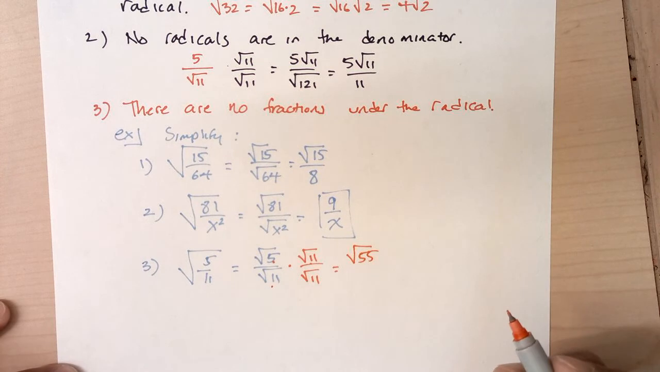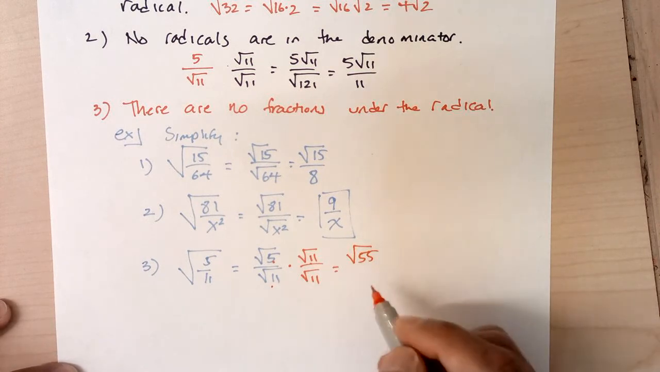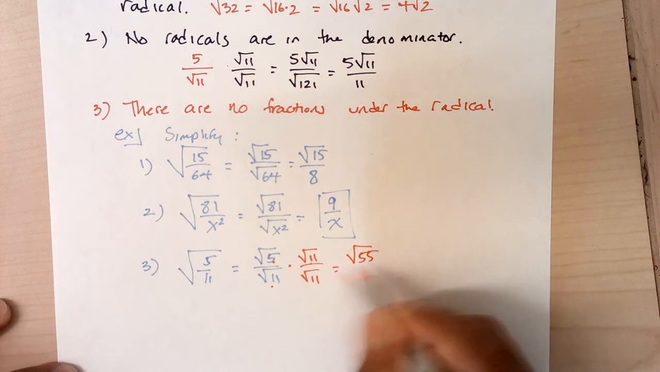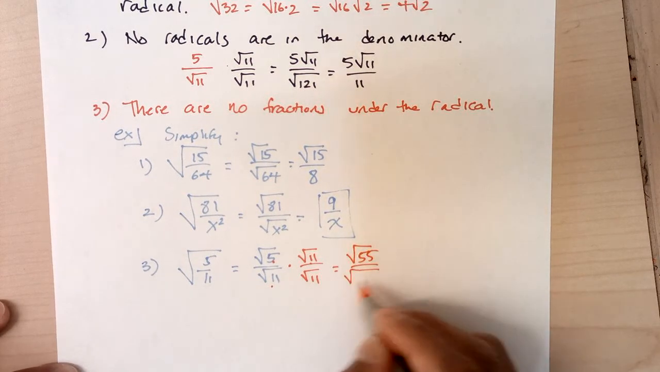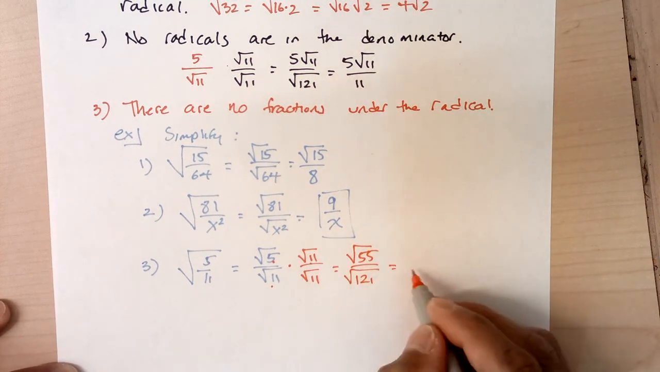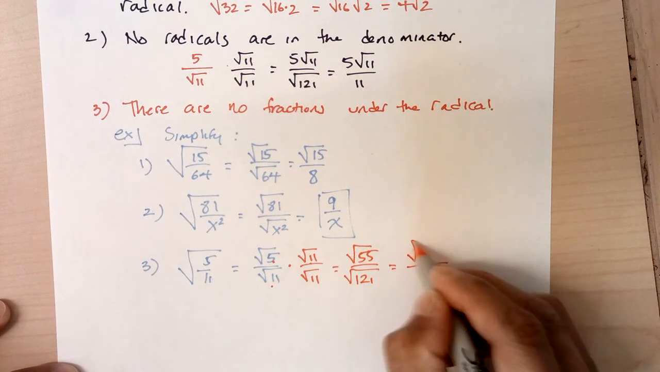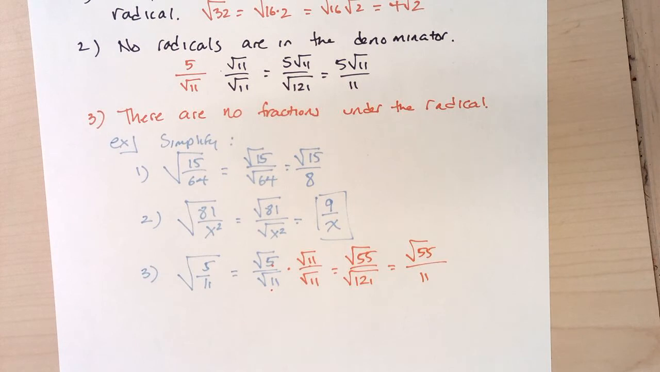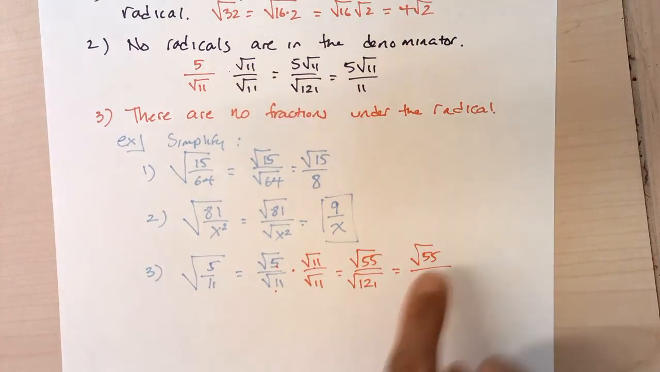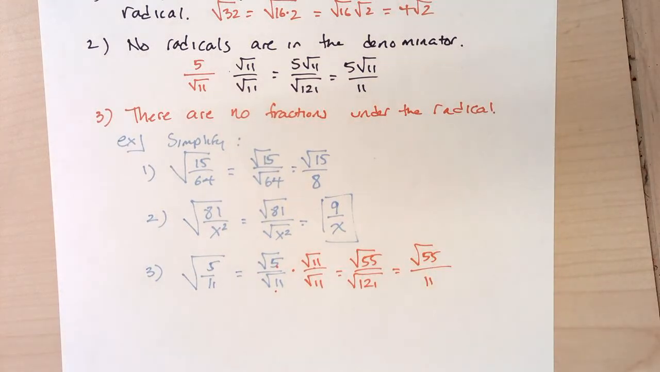You actually won't be able to simplify that any further. There's no perfect square factors. The only factors of 55 are 5 and 11. And in the denominator, 11 times 11 is 121. The square root of 121 is 11. Square root of 55 over 11. There's no fraction underneath the radical. There's no more radical in the denominator. And as I mentioned, the radicand doesn't contain a perfect square factor.